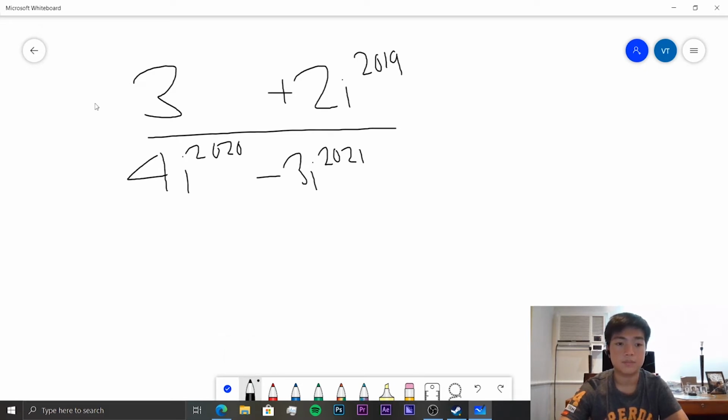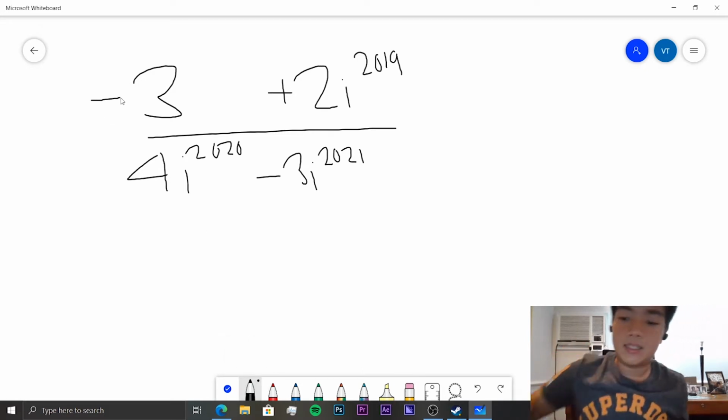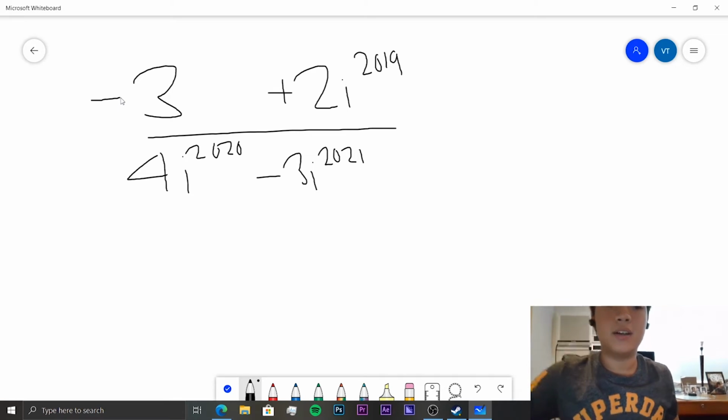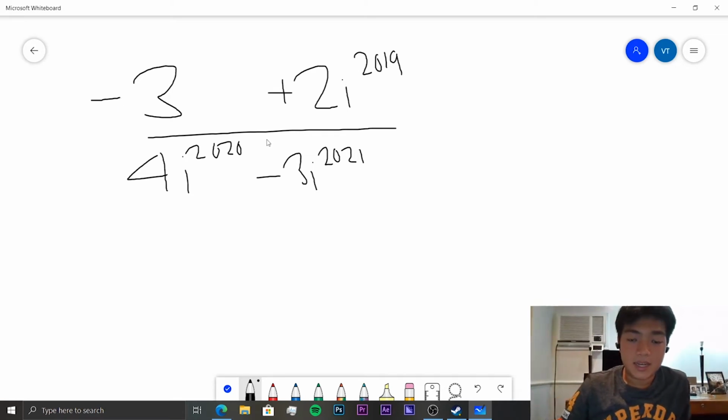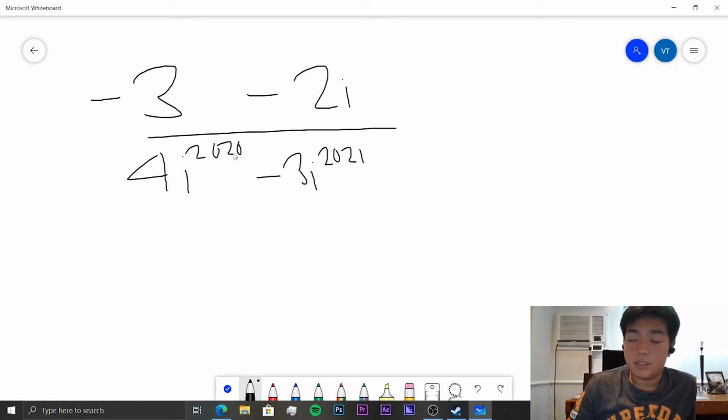i to the 2019 has a remainder of 3. So this would be negative 2i. i to the 2020: 2020 is a remainder of 0 when divided by 4, so this would just be equal to 4. And finally, 2021 has a remainder of 1, so this would be equal to 3i.